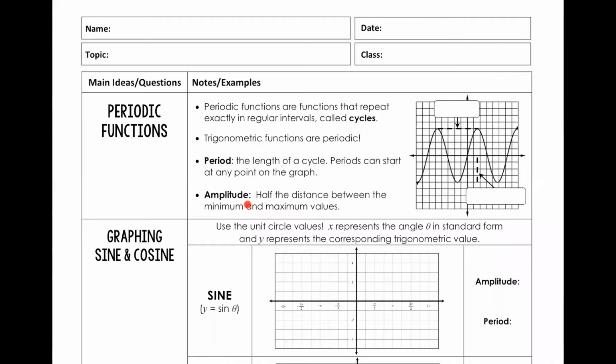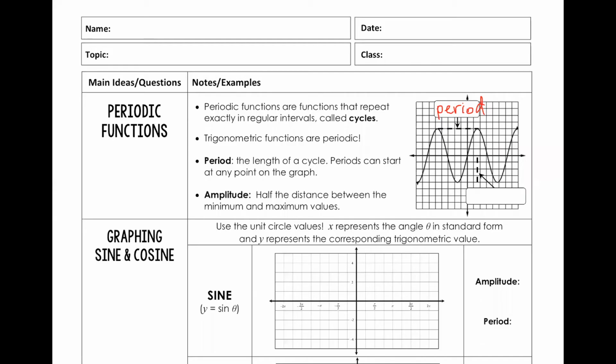So how do you find the period? The period is the length of a cycle, and you can start at any point on the graph to find your period, but it's usually easier to pick the points of maximum. So this point and this point, the distance from this point to this point will be your period, or you could pick the points of minimum. For example, if you picked this point and this point, the distance between them would be exactly the same as the distance between these two, which would be your period.